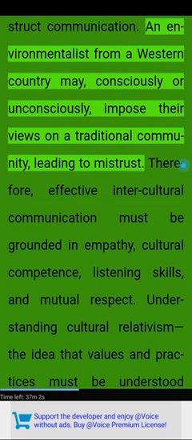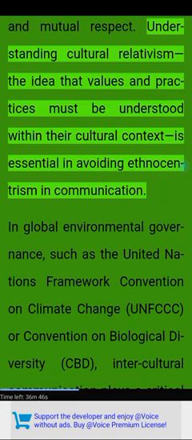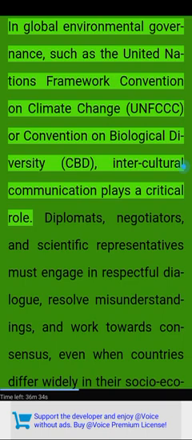An environmentalist from a Western country may, consciously or unconsciously, impose their views on a traditional community, leading to mistrust. Therefore, effective intercultural communication must be grounded in empathy, cultural competence, listening skills, and mutual respect. Understanding cultural relativism, the idea that values and practices must be understood within their cultural context, is essential in avoiding ethnocentrism in communication.